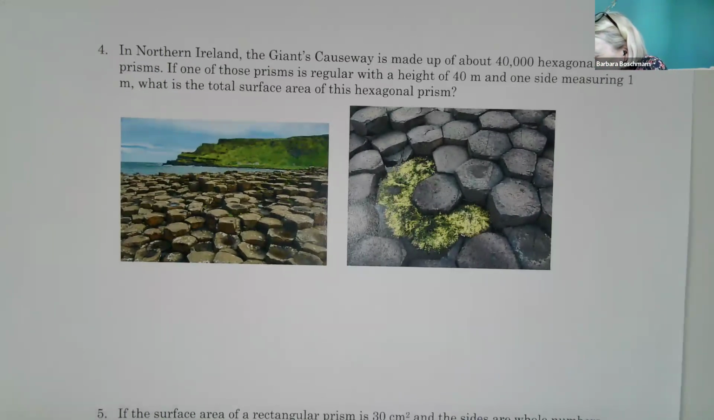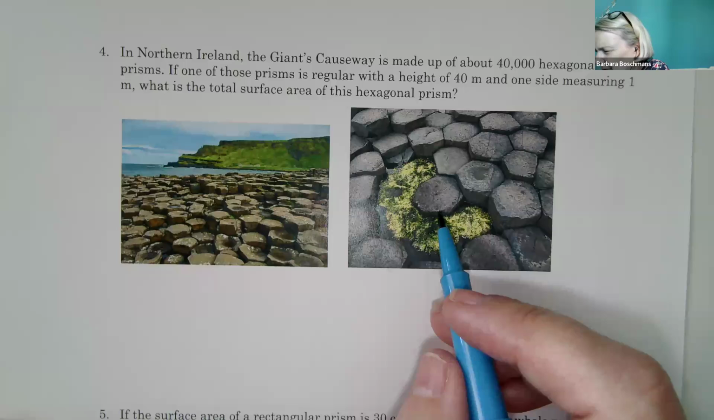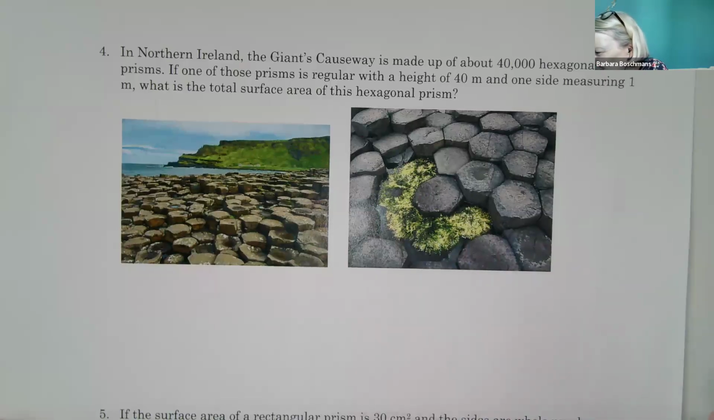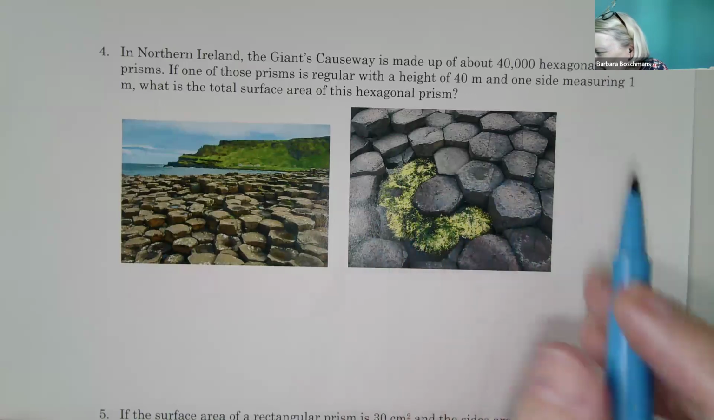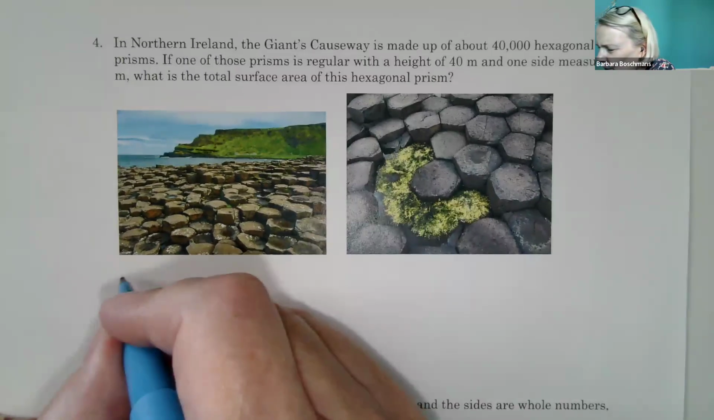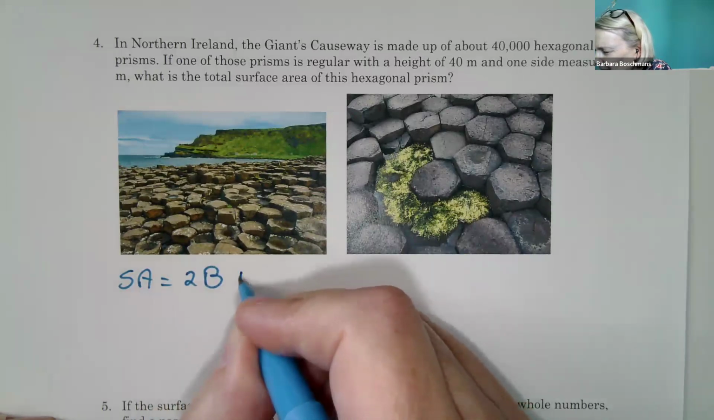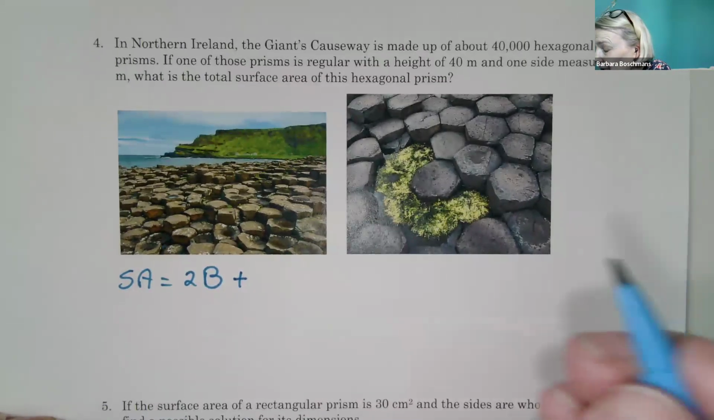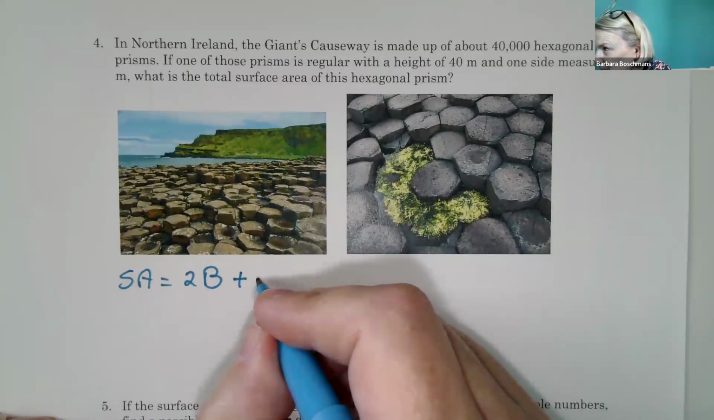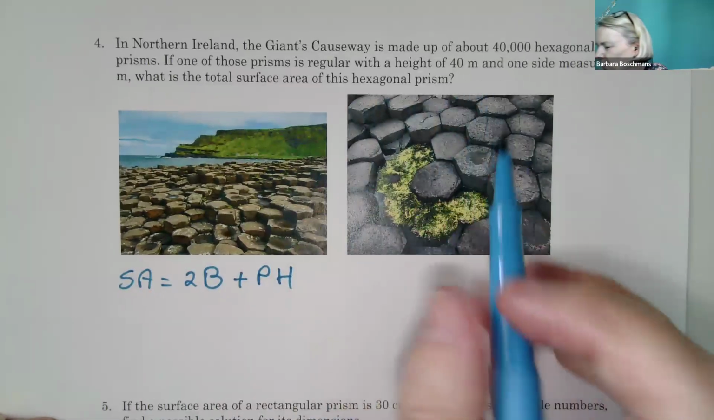For Northern Ireland, there's a Giant's Causeway, and they're actually hexagonal prisms, about 40,000 of them. If one of those is regular, it has a height of 40 meters, and one side is measured 1 meter. What is the total surface area of one of the hexagonal prisms? So the surface area is going to be 2 times the area of the base, plus the perimeter times the height. I know the height was 40 meters.